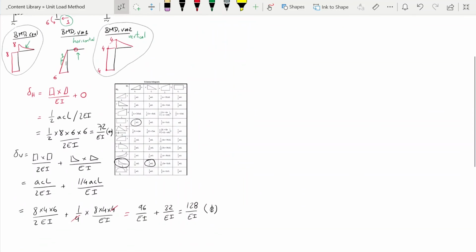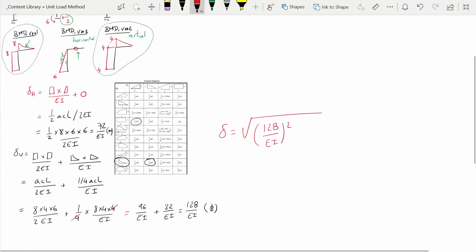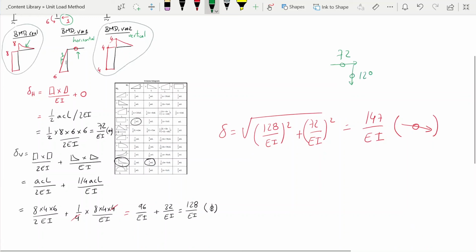So now we got to a point that we know this moves down 128, but also moves to the right 72. So now we can finalize our final displacement, so square root, and here, this is going to be 128 over EI for the vertical, plus 72 over EI, also squared. At the end, what we get is 147 over EI. And here the direction was going to be somewhat inclined. We could find this angle, but that's not the point in this problem. But it's going to be somewhat like this, because we know that this moves 72 to the right, and then moves 128 down. So we just figured out that this delta here is going to be equal to 147 divided by EI. And this is it.